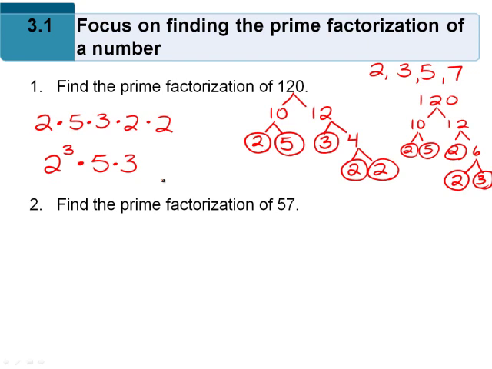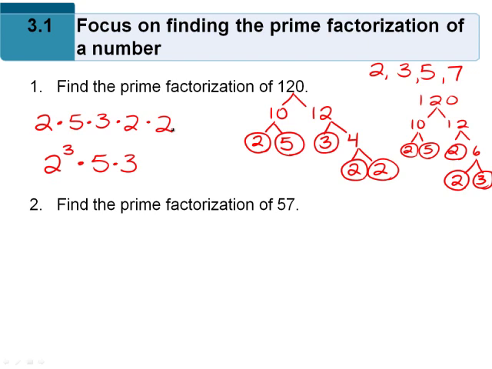It doesn't matter which way you break it down as long as your numbers multiply back to the number up above it. That's the whole idea. And you can check your answers, because if you multiply 2 times 5 times 3 times 2 times 2 and you don't get 120, you are barking up the wrong factor tree. So you need to make sure that those multiply back to 120. All right, look at the next problem.